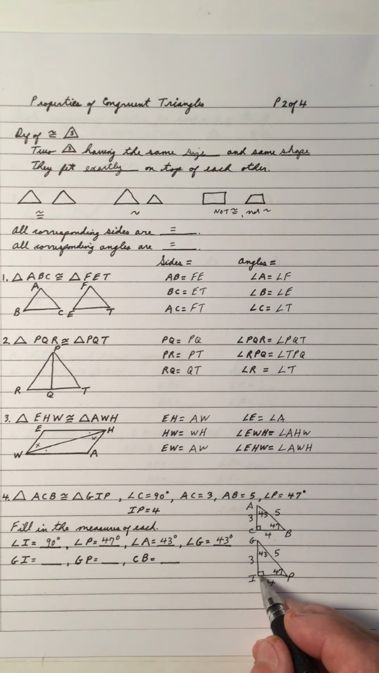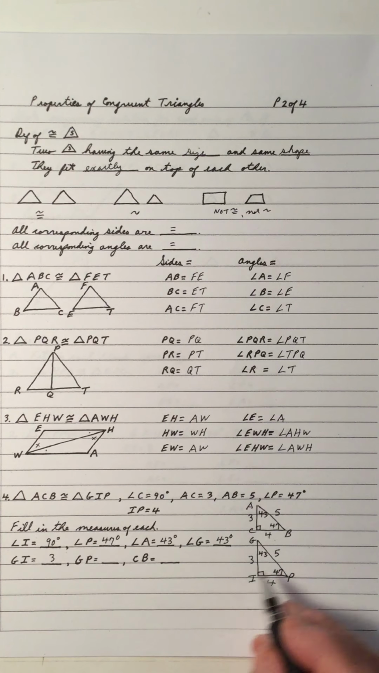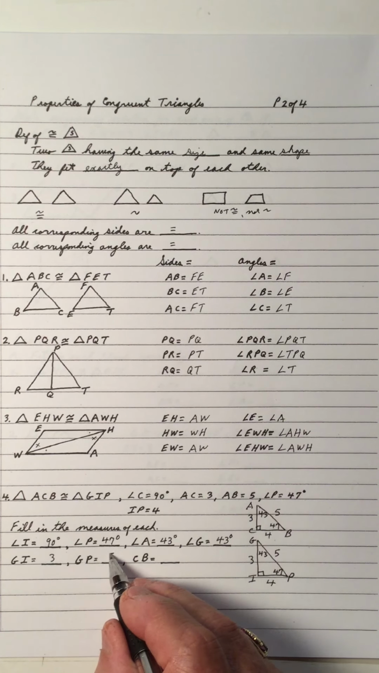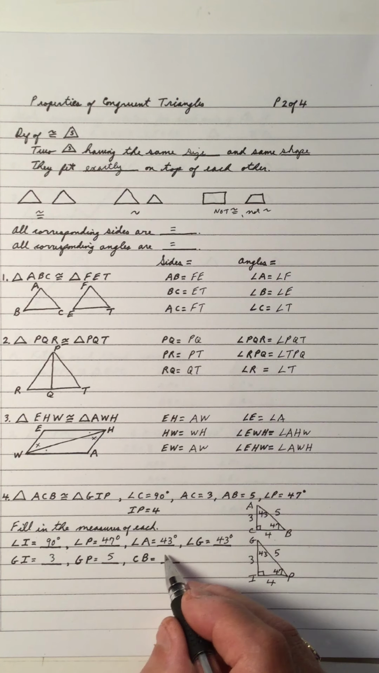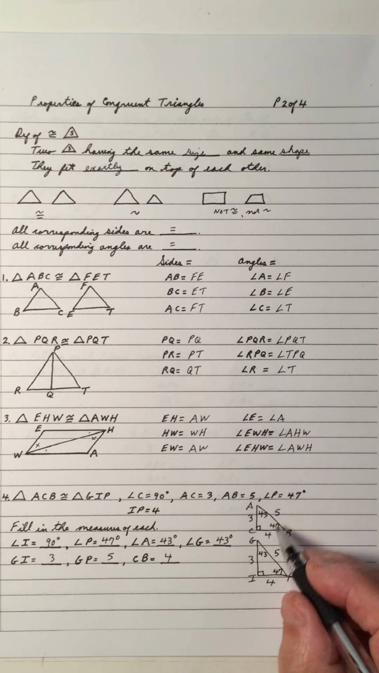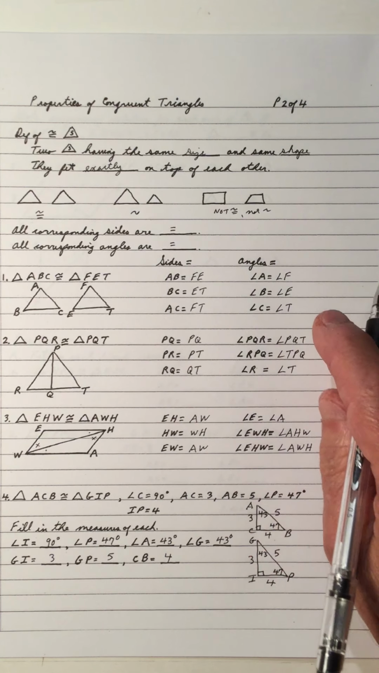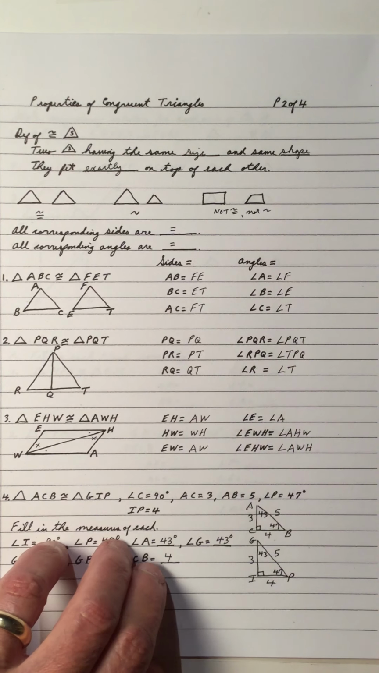GI is 3, GP is 5, and CB is 4. So drawing the triangles helps me match up all the measurements, the angles and the sides.